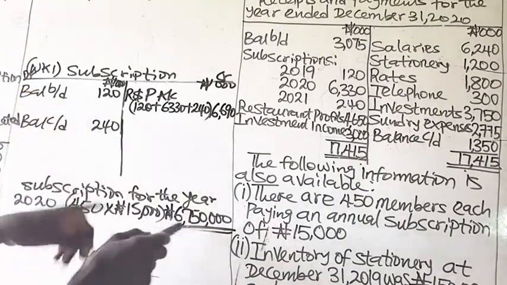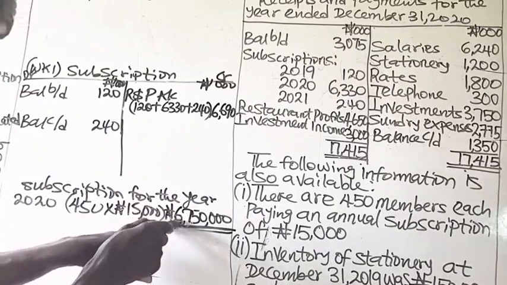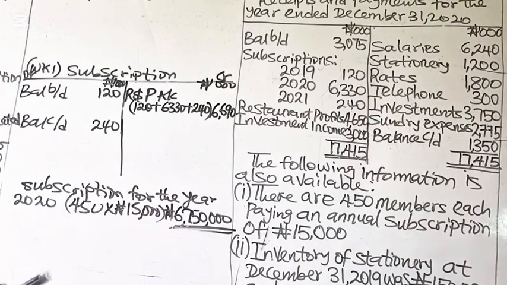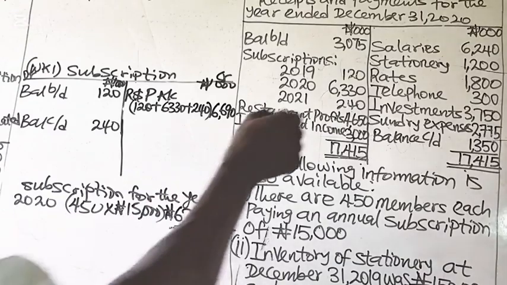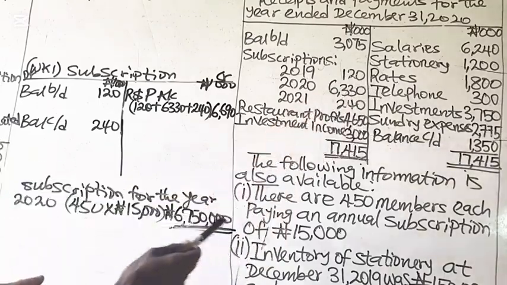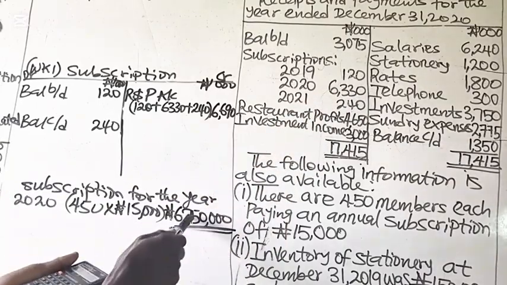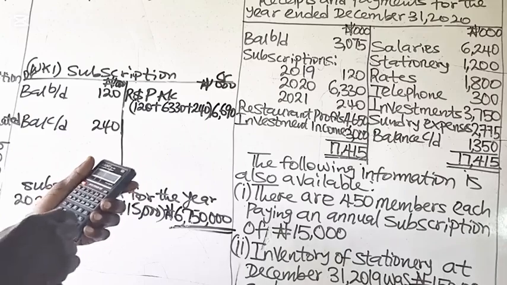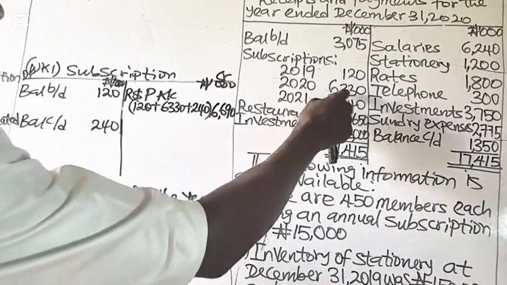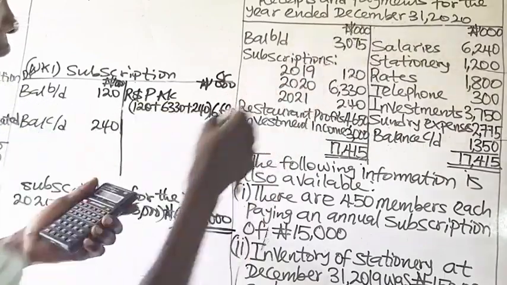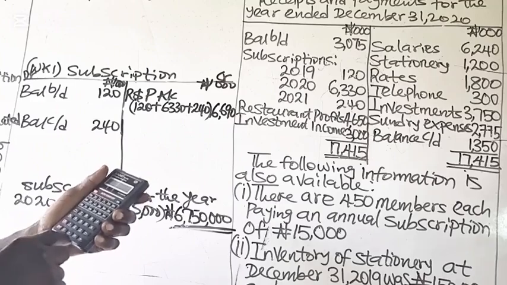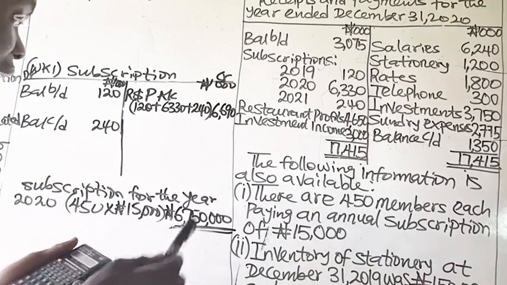After our workings, we will get this amount as the amount that will be transferred to the income and expenditure account in the year 2020. Now, this is the amount due for the year 2020, but the amount received is 6,330,000, not up to this. That means certain amounts are still in arrears. So what is the difference? 6,750,000 minus 6,330,000. So subscription in arrears is 420,000.